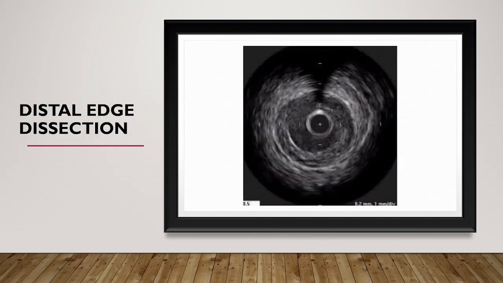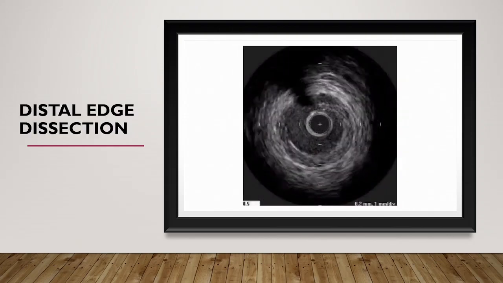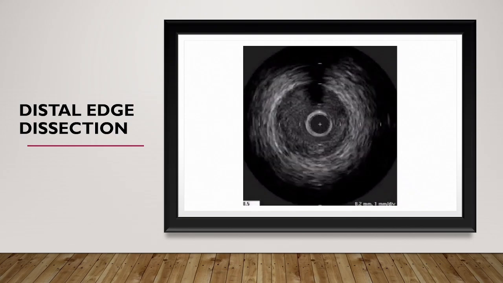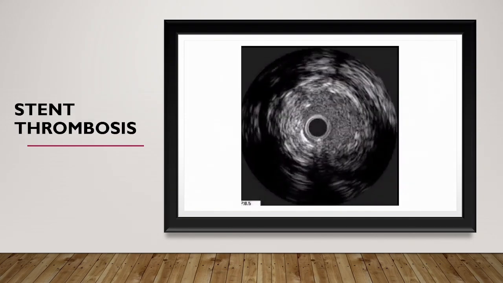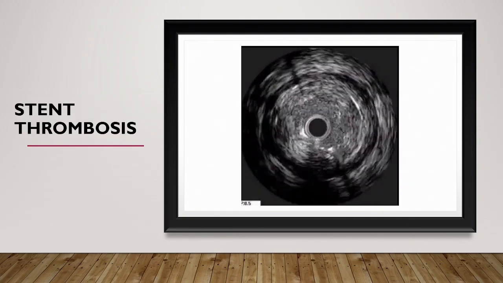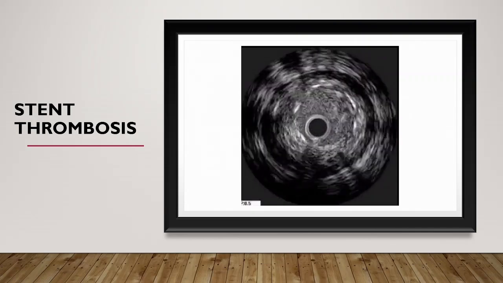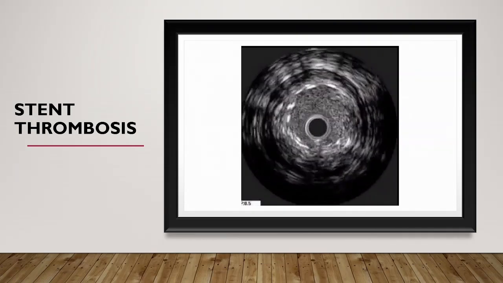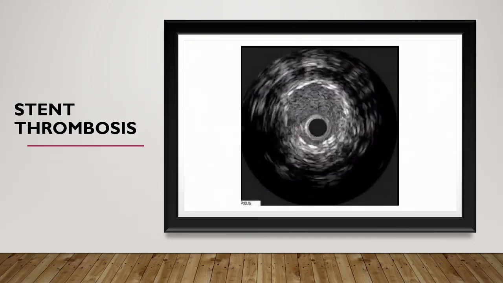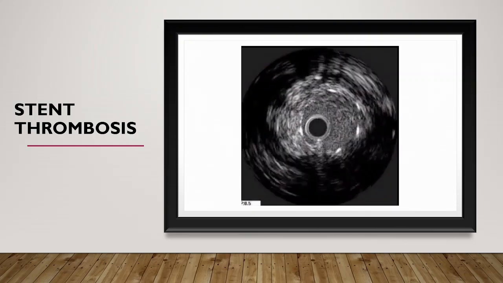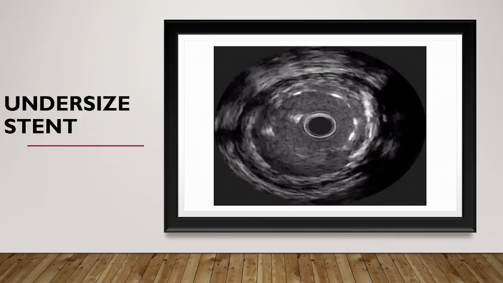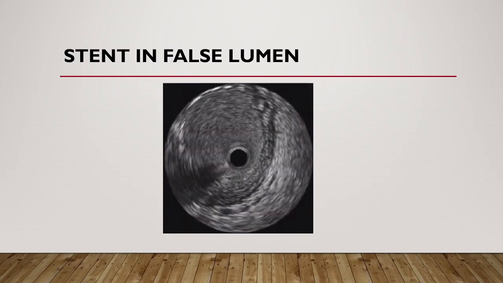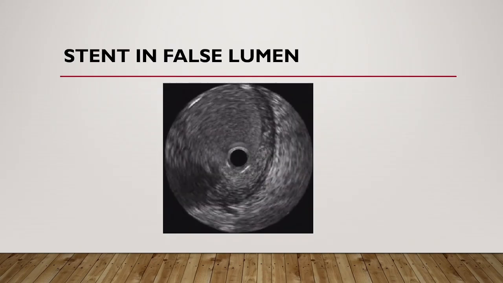Now, stent edge dissection I discussed. You can see a beautiful stent edge dissection and acute stent thrombosis in a malapposed, undersized stent. You can see thrombus filled, and look at the vessel size and the stent. This is an acutely thrombosed stent in an under-expanded, undersized stent, and this is a malapposed undersized stent, and this is a stent in a false lumen.